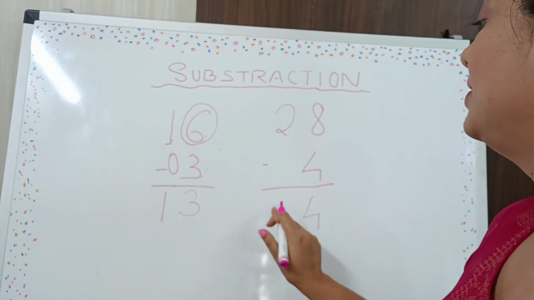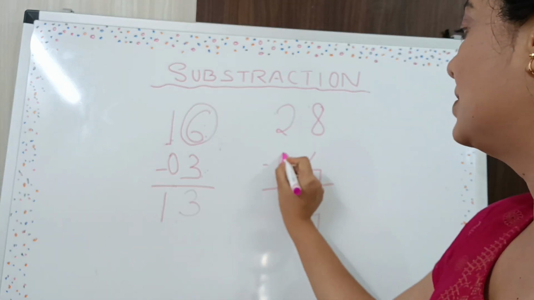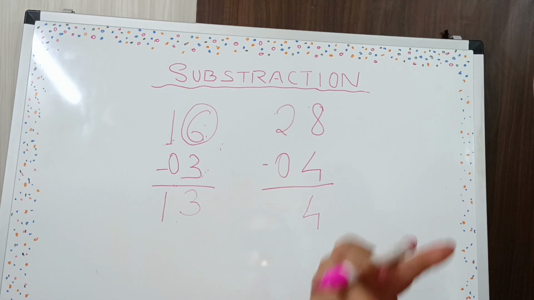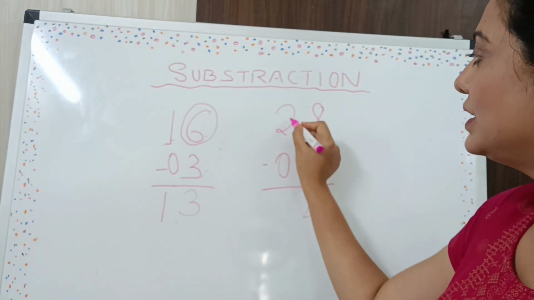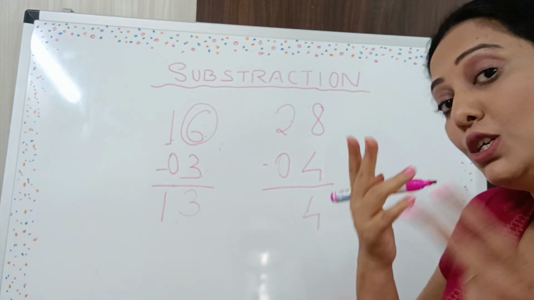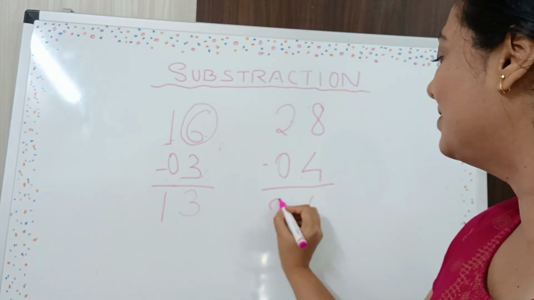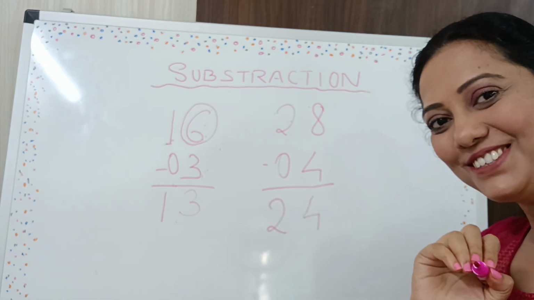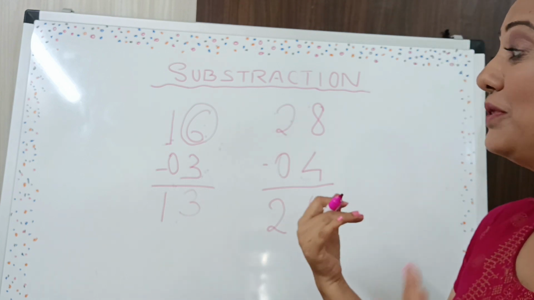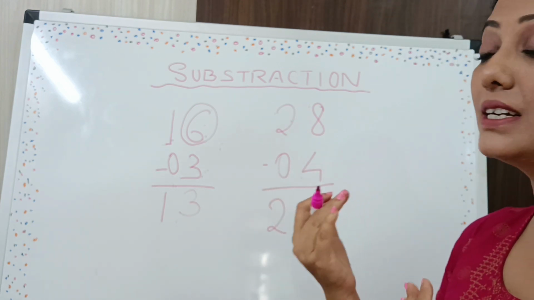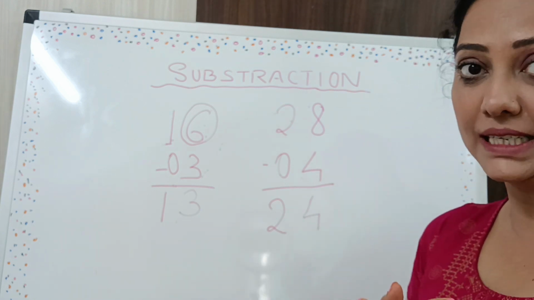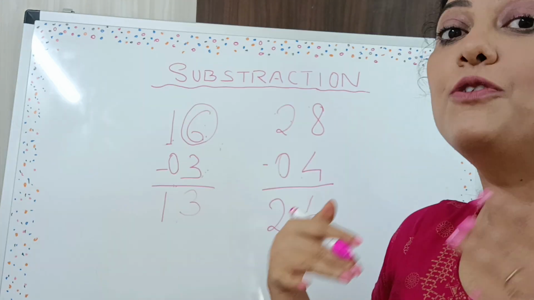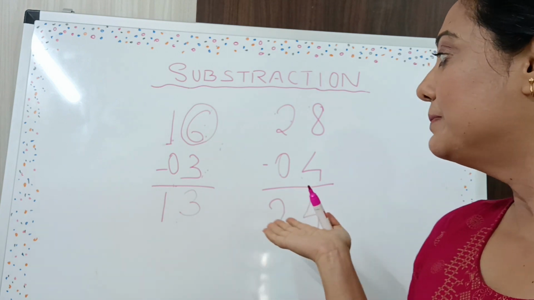And here, because in front of 4 there is no number, it means 0. So 2 minus 0, 2. So we will keep down 2. That's it. Now you have learned how we do subtraction in this way. Kids, we have to practice, okay? Slowly we will get expert in this.